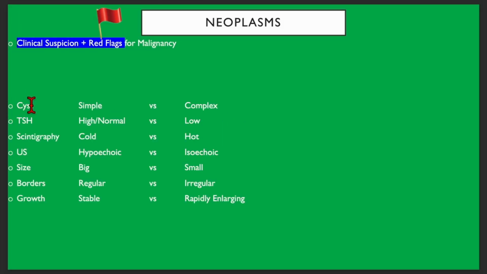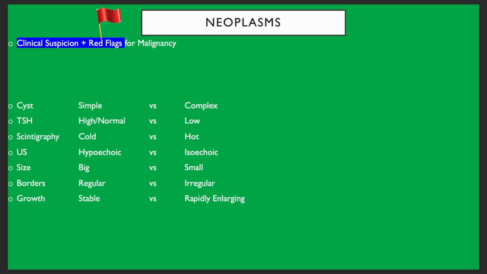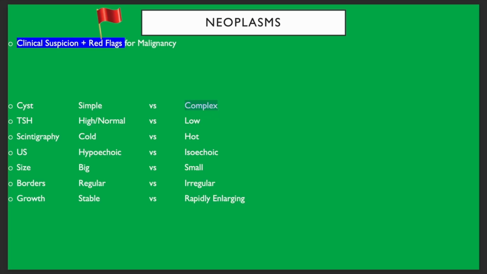So, cyst. If it's simple or complex, which one do you think is a red flag for the cyst? Simple or complex? The first one. Which one is a red flag? More suspicious for malignancy. Complex, yes, good. Complex is more suspicious for malignancy.